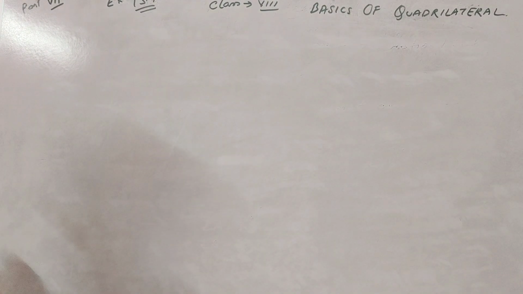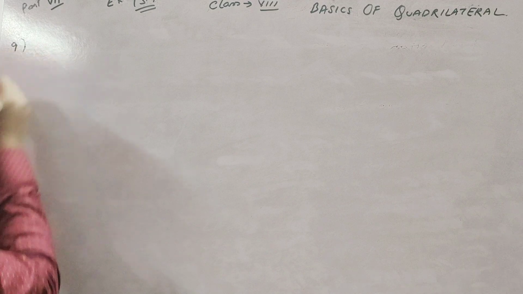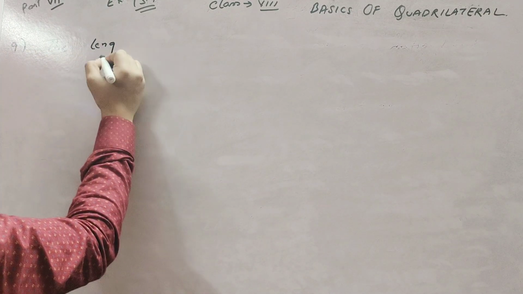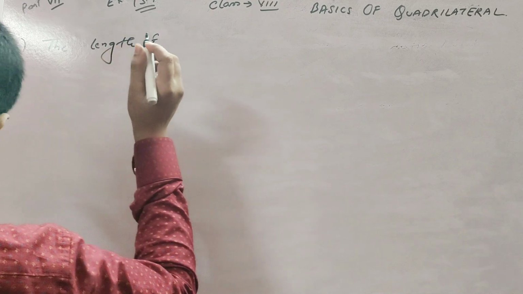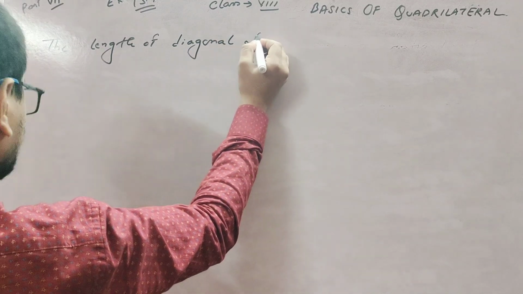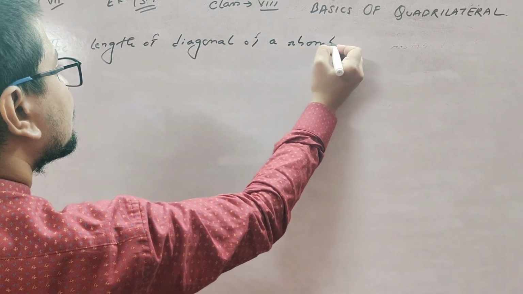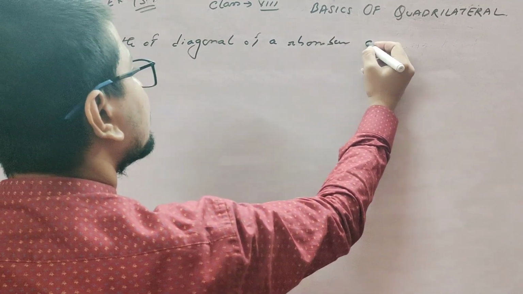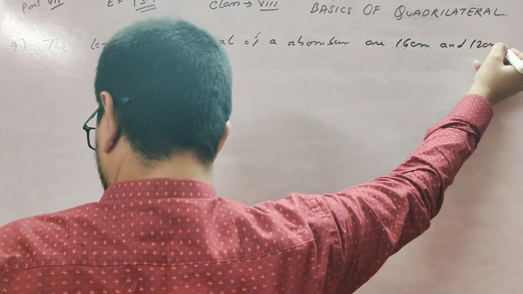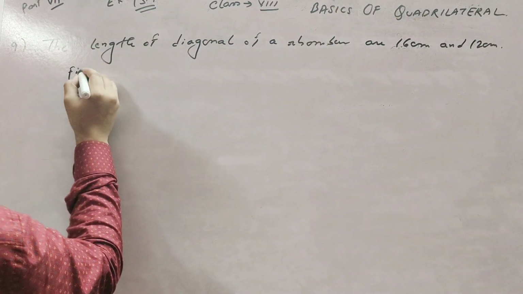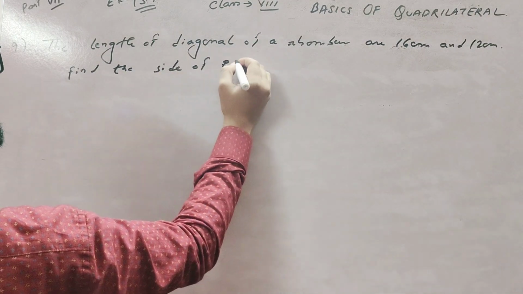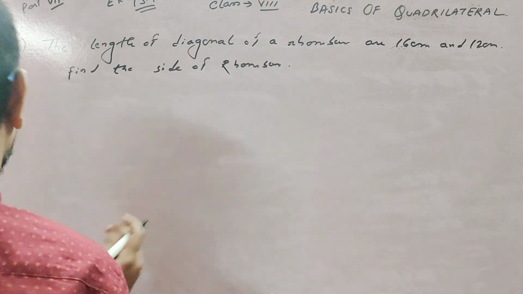Now question number 9. The lengths of the diagonals of a rhombus are 16 centimeter and 12 centimeter. Find the side of the rhombus.